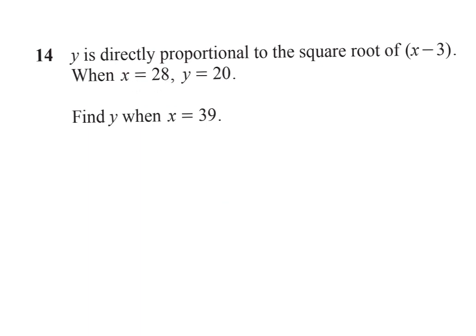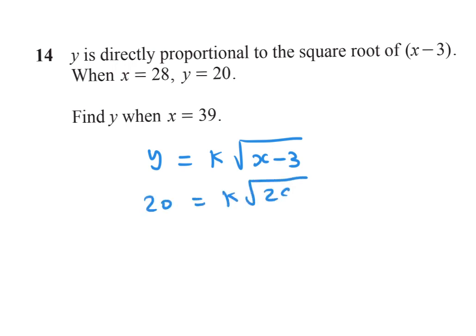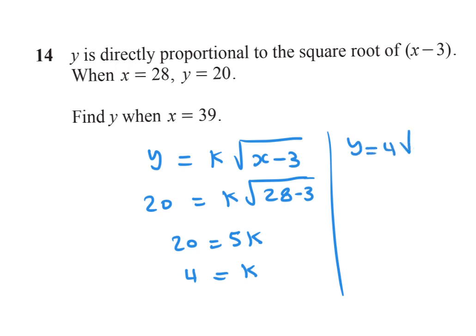Number 14. Y is directly proportional to the square root of x minus 3. When x equals 28, y equals 20. Find y when x equals 39. If y is directly proportional to the square root of x minus 3, then y equals k times the square root of (x minus 3). To find k, put y equals 20 and x equals 28. So 28 minus 3 is 25, the square root of 25 is 5. So 5k is 20, divided by 5, so k is 4. Now y is 4 times the square root of (x minus 3). I need the value of y when x is 39. So 39 minus 3, so 4 times the square root of 36. So 4 times 6 equals 24.